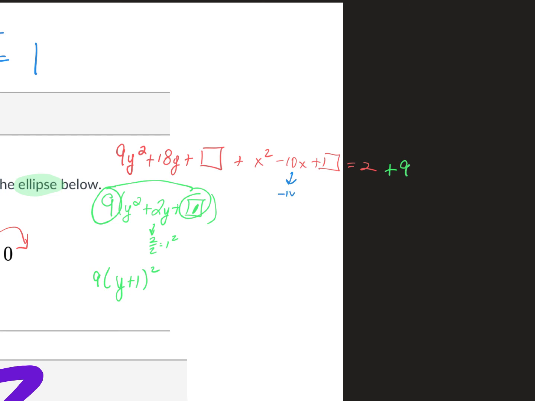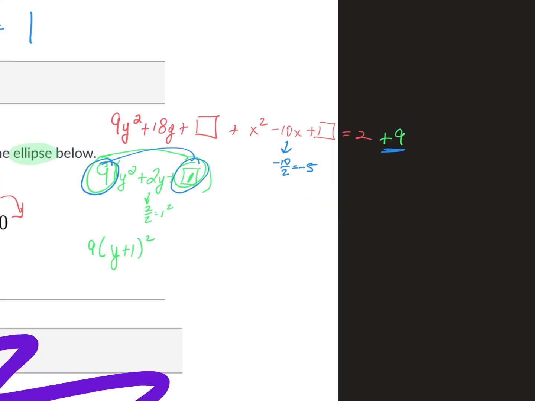I'm just going to take my negative 10, divide by 2. So now I have negative 5. So this parenthesis is x minus 5 quantity squared. And then I have to square this, so I get 25. What I do to one side, I do to the other. So I'm going to add 25. You guys with me? Everybody with me? So I'm going to add, what's 25 plus 9 plus 2?